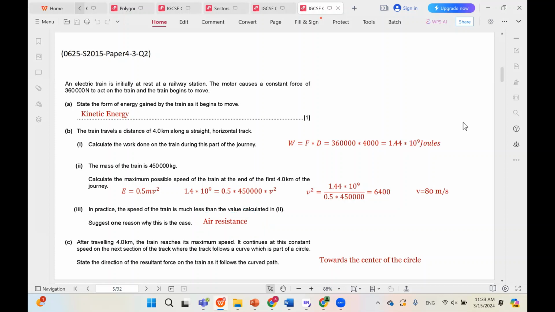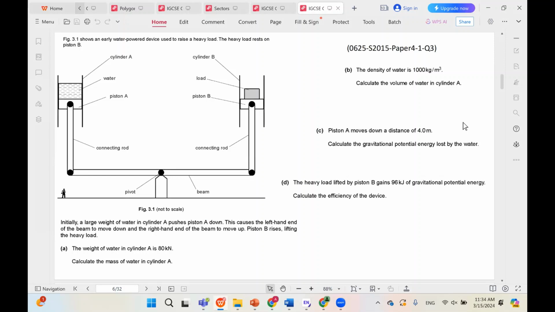After traveling 4 kilometers, the train reaches its maximum speed. It continues at this constant speed on the next section of the track, where the track follows a curve which is part of a circle. State the direction of the resultant force on the train as it follows the curved path. Of course, whenever something is moving in a circle, the resultant force at any point always points towards the center of the circle. And this is called a centripetal force, and it acts towards the center of a circle. So any curved path or circular path has a resultant that is directed towards the center of the circle.